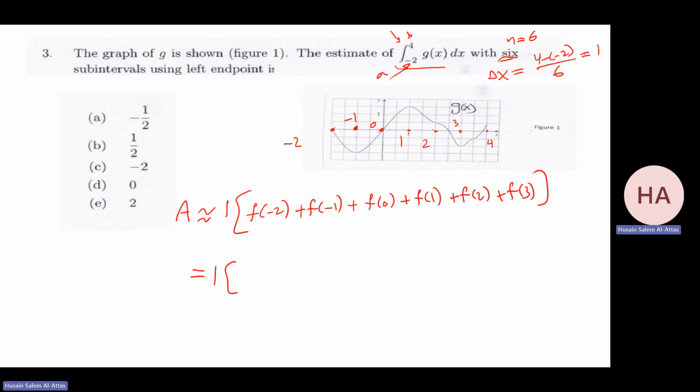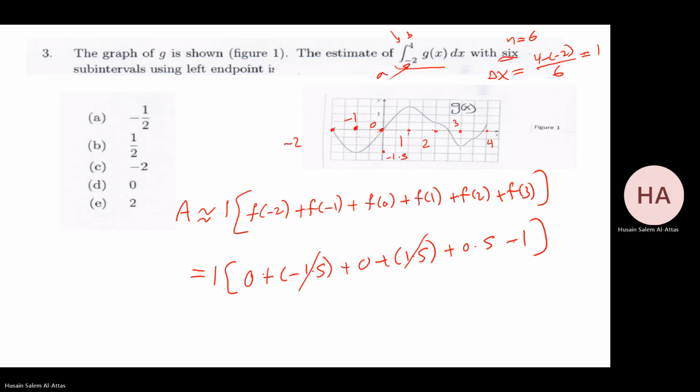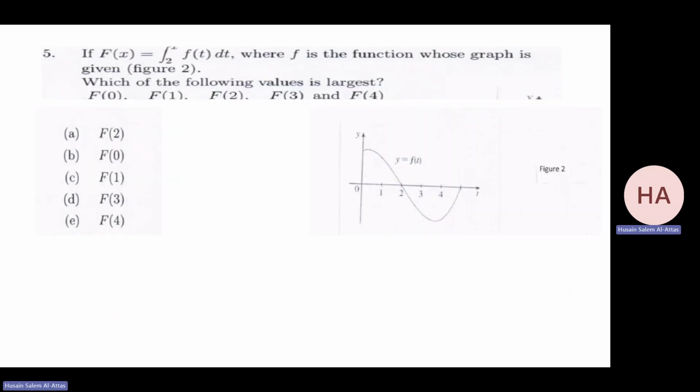That will be 1 times f of minus 2. Notice the points are half, half, half, so this will be minus 1.5. F of minus 2 is 0, sorry. F of minus 1 is minus 1.5. F of 0 is 0. F of 1 is plus 1.5. F of 2 is 0.5. F of 3 is minus 1. So this is cancelled, 1 half minus 1, it will be minus 1. That's the answer. This is the one which I told you.